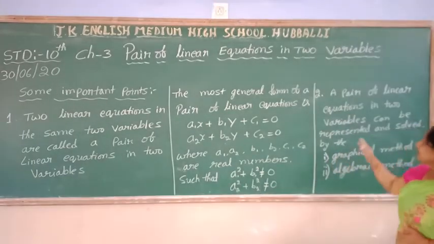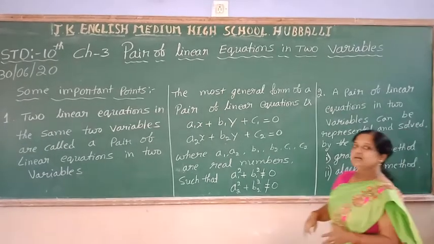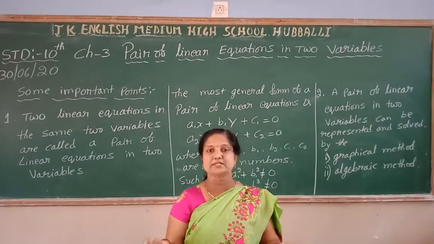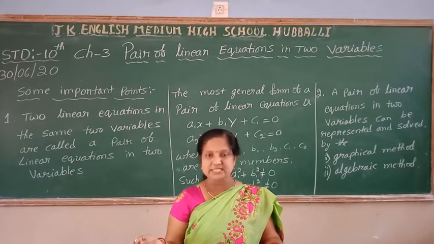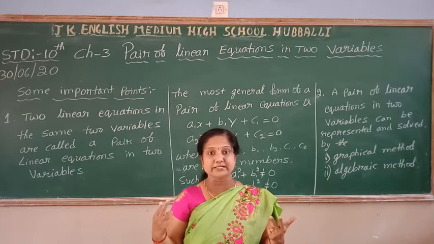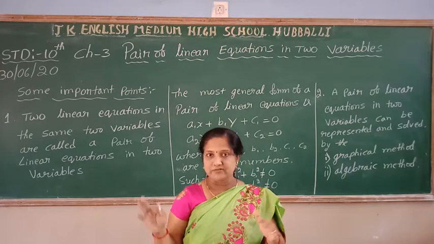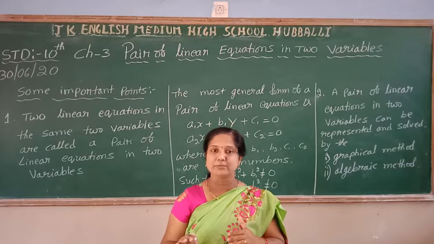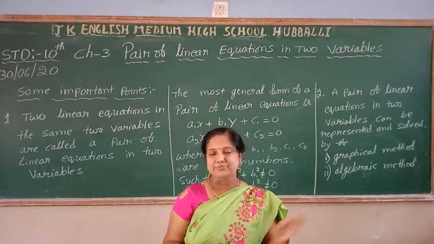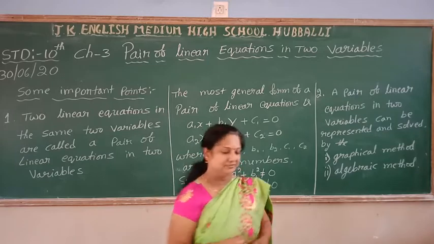And the second point here: a pair of linear equations in two variables can be represented and solved using two methods. So this pair of linear equations of two variables we can solve by using two methods. One method is graphical method, one method is algebraic method. So here, in this pair of linear equations, two variables are there. If you find out the values of the two variables, that is solving these two linear equations of two variables. We can solve by using graphical method or algebraic method. Okay, children, write down these 2 points. Next point I am going to continue.